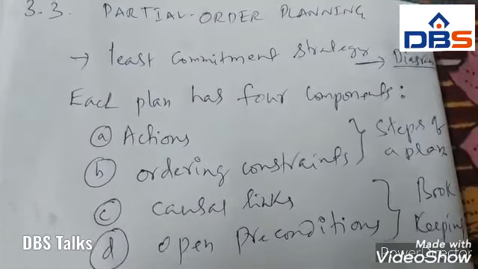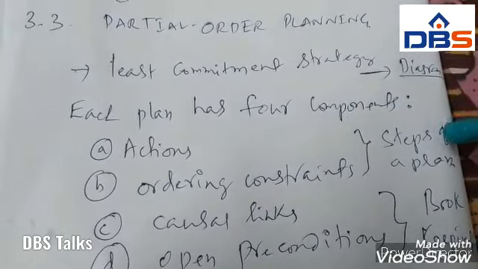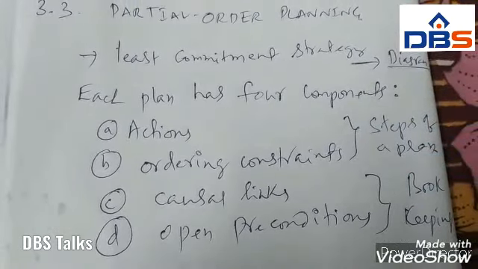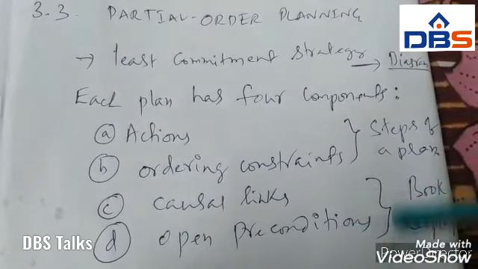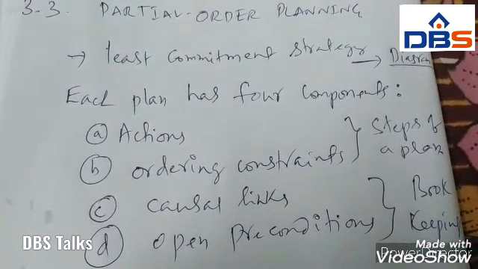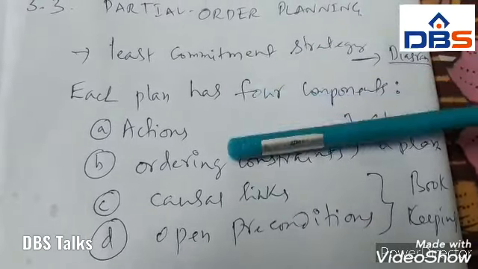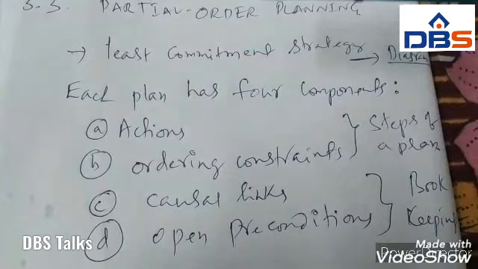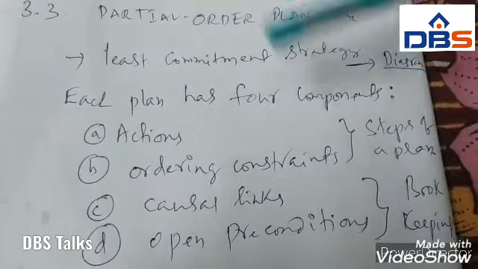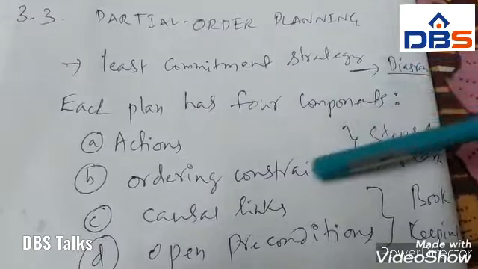Here actions and ordering constraints are basically used for planning problems. Causal links as well as open preconditions are especially used for bookkeeping purposes, especially for the purpose of explaining the plan. Here we are performing the actions. In planning problems, the actions are also called plans. What do the ordering constraints mean? From A to B means after performing A only, we go to B.